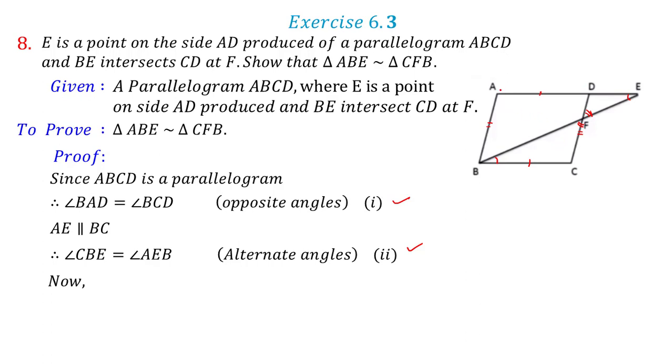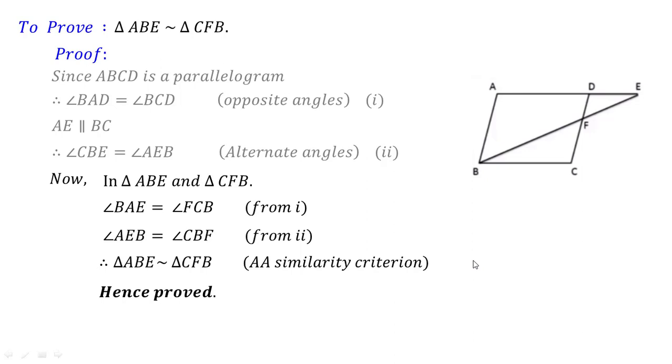I have to prove that ABE is similar to CFB. Now first you can prove that these two triangles are similar. Then you can prove that this triangle and this bigger triangle are also similar, because this angle is the corresponding angle. Now these two triangles are similar and this triangle is similar to this bigger triangle. That means these two triangles are similar. I hope you understand what I am trying to say. Let us see what we have done here.